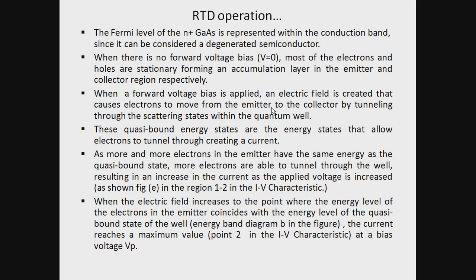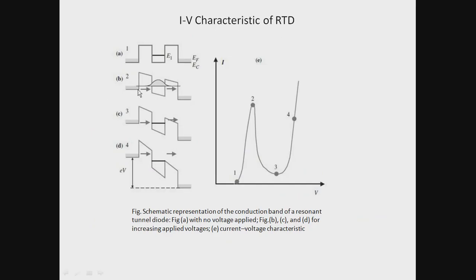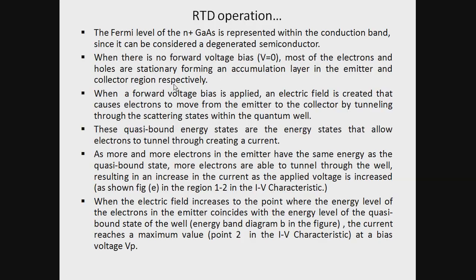So what is the tunneling? That is when the energy of the applied electric field is at resonance with the energy of the quantum well. Then maximum penetration of electrons from the emitter to collector takes place through the quantum well. Now the electrons in the quantum well are in the quasi-bound energy states. These quasi-bound energy states are the energy states that allow electrons to tunnel through, creating a current.